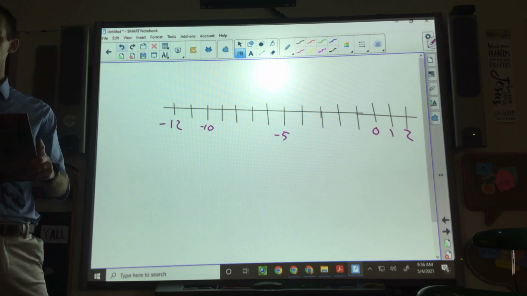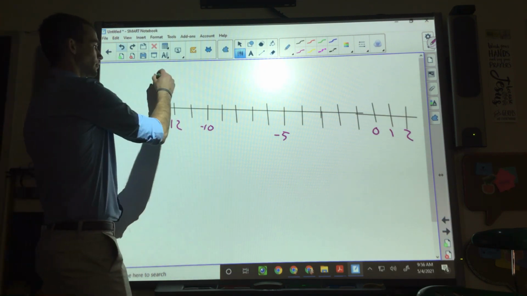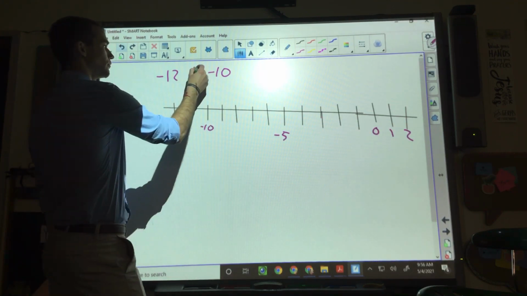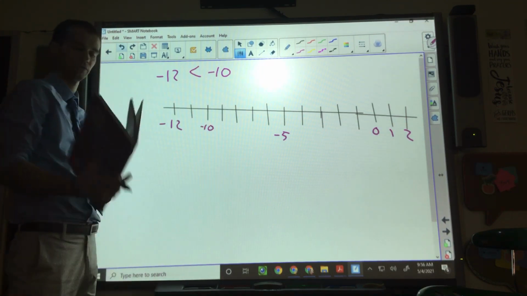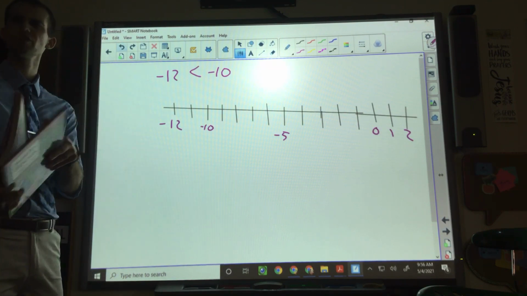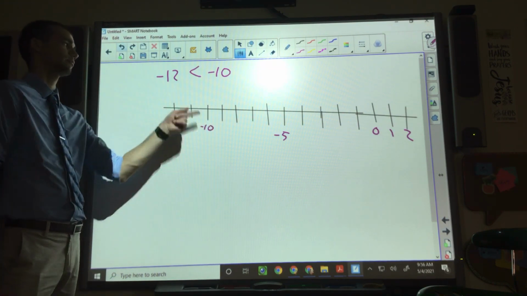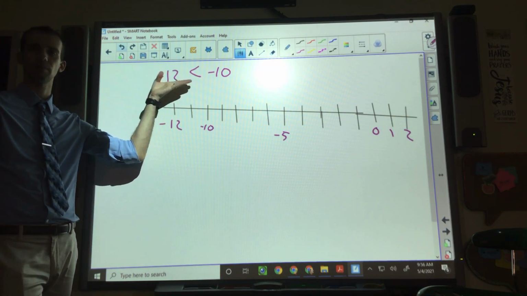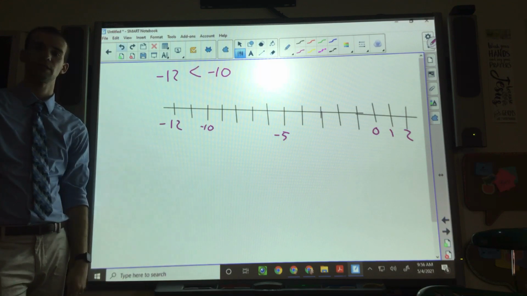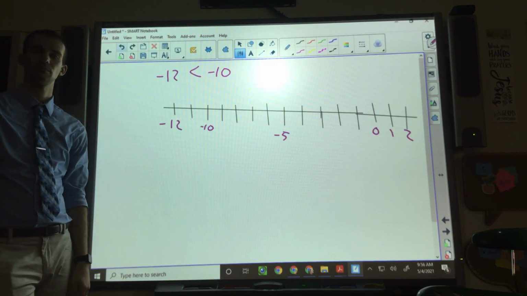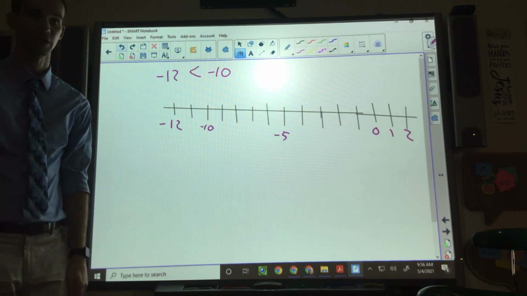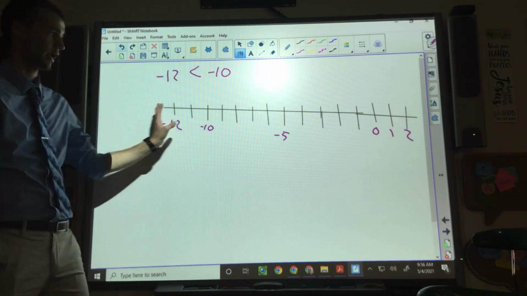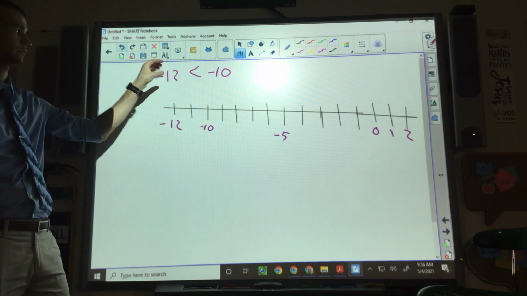So A says negative 12 and negative 10. Which one's greater? Negative 12 or negative 10? Negative 10, because it's greater than that right there. What is the difference? Why might this help you with this? Why might you make a mistake on this if you didn't have the number line? I know. I'm asking you anyways. Why would having the number line here help you with this?